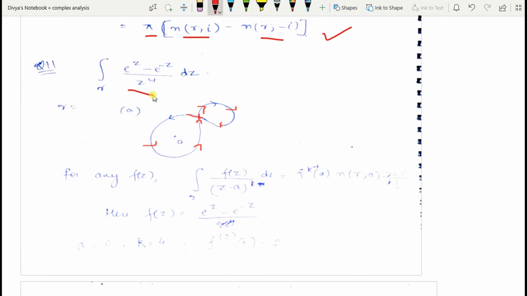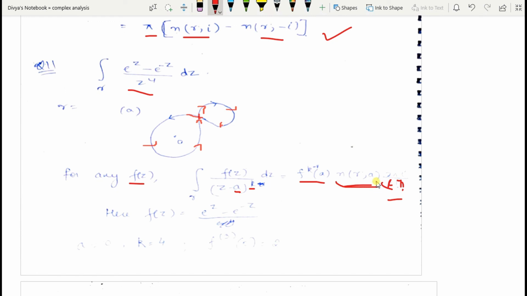Yes, ma'am. Next we have to find the integration over gamma of e to the power z minus e to the power minus z upon z to the power 4, where gamma is this curve. Now, for any function f(z), we know that the integration over gamma of f(z) upon (z minus a) to the power k is nothing but the (k minus 1)th derivative of f at the point a, times the index of gamma with respect to a, times 2 pi i upon k factorial.